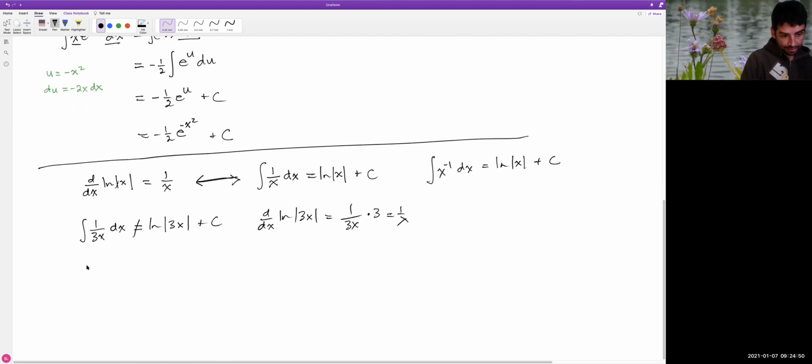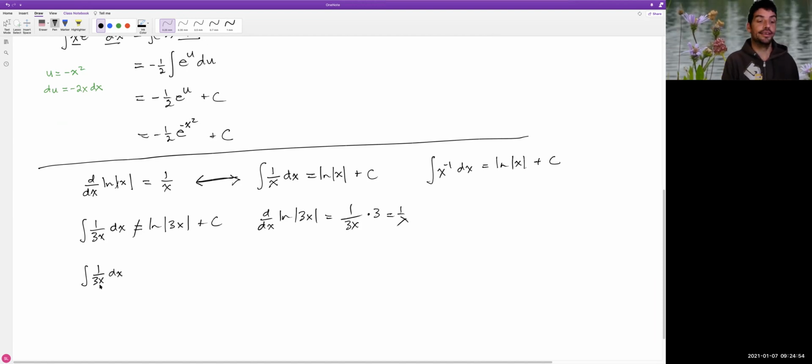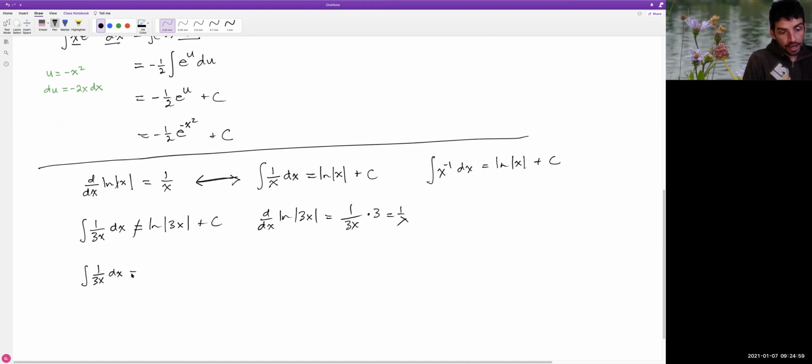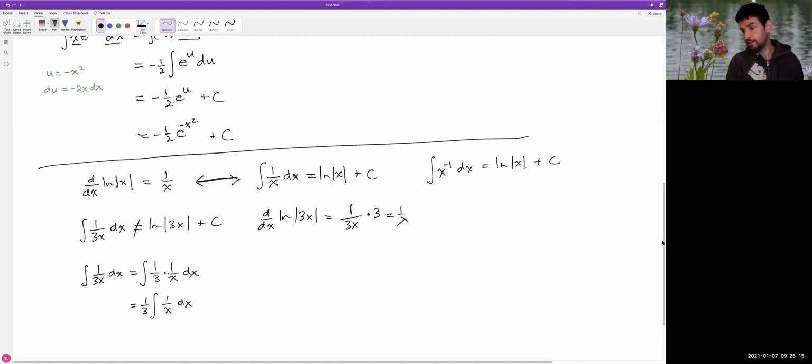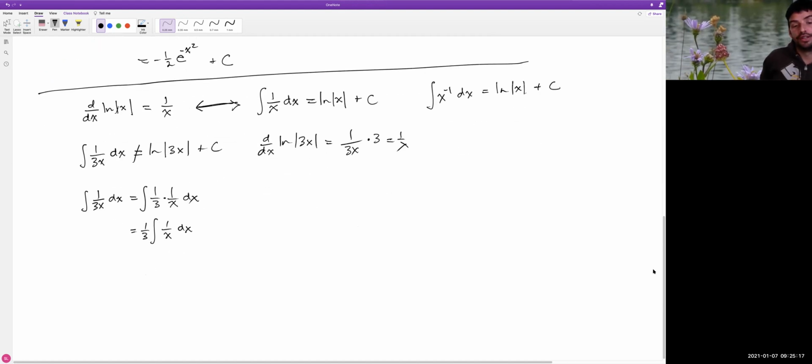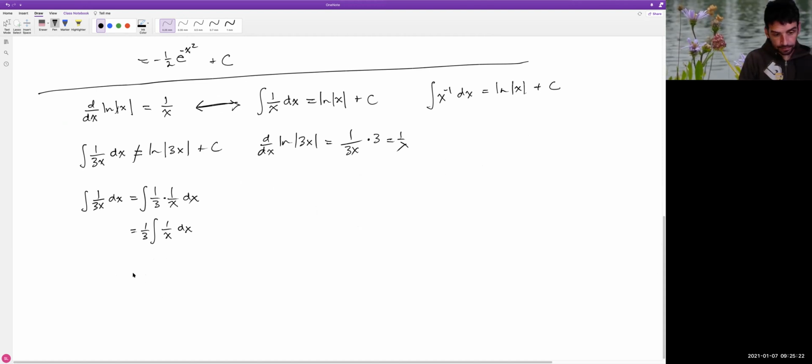So let's see how we can solve this. We need to start by recognizing that 1 over 3x is not the same as 1 over x, so we can't apply this rule. But what we can do is a little bit of algebra. If we remember our rules of fractions, this is the same as 1/3 times 1 over x, and then constant factors can slip out front of our antiderivatives, right? If you've got a function times a constant, you can bring the constant out front.